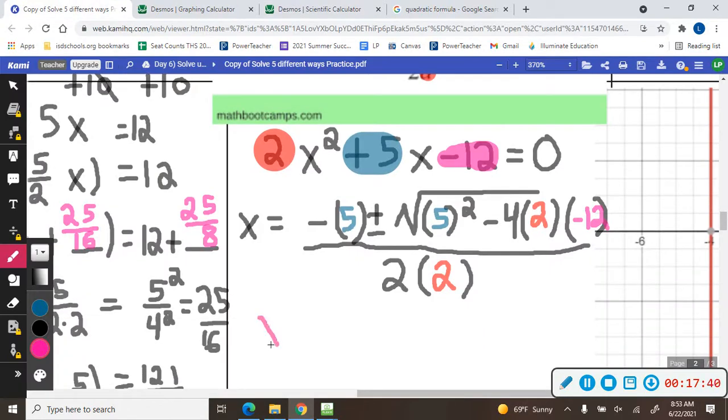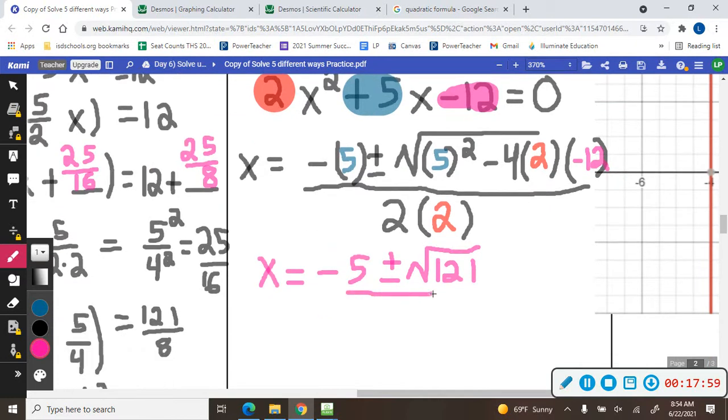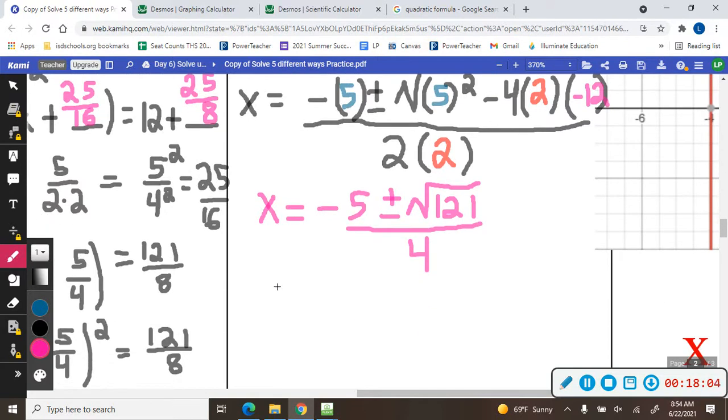So now you get x equals negative 5 plus or minus the square root of 121 all over 2 times 2, which is 4. But the square root of 121 is a nice whole number because it's a perfect square. That's actually 11. So you have negative 5 plus or minus 11 over 4.